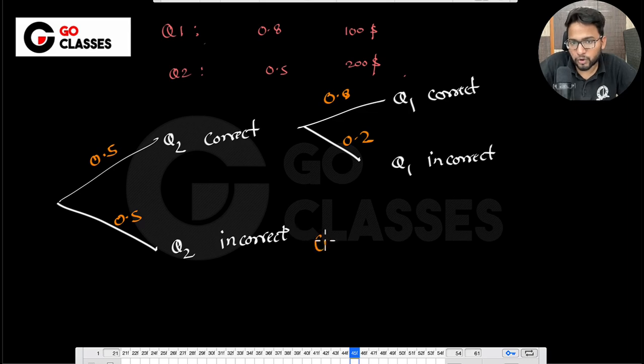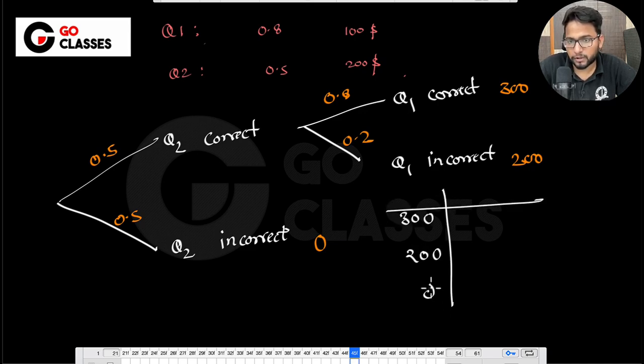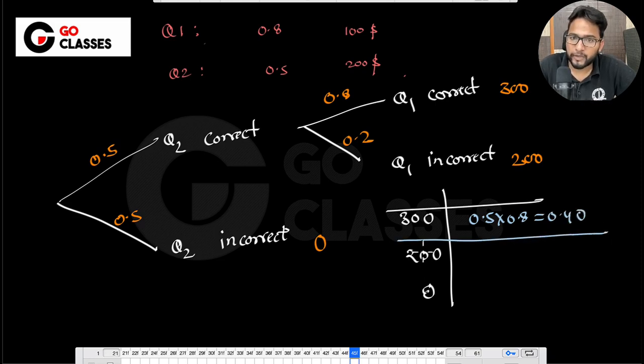So in this case you will be winning 0 rupees. In this case you will be winning 100 plus 200, 300. In this case question 2 is correct, so you will be winning 200. What is the probability you will be winning 300? 200? 0? Let's write it down. The probability of winning 300 is 0.5 into 0.8, which is 0.40. The probability of winning 200 is 0.5 into 0.2, which is 0.10. The probability of winning 0 is 0.5.